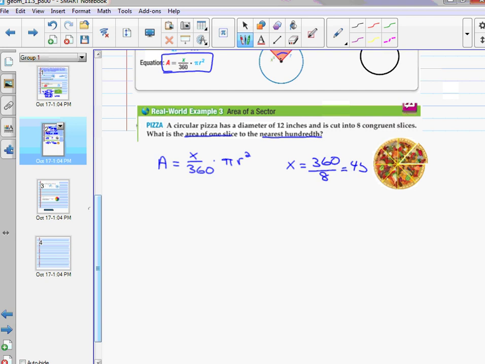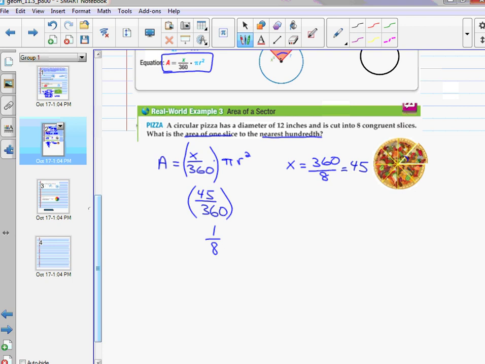45. Now, I want to actually think about this fraction a little bit more. 45 out of 360. That's the fraction that we have. What do you get if you reduce 45 over 360? You get 1/8. The fraction that we have right here is 1/8 of the full circle. We cut it into 8 pieces. So this actually goes back down to 1/8.